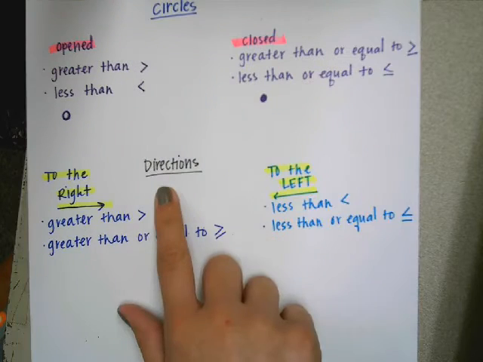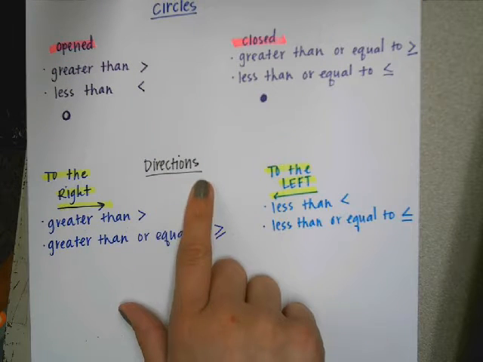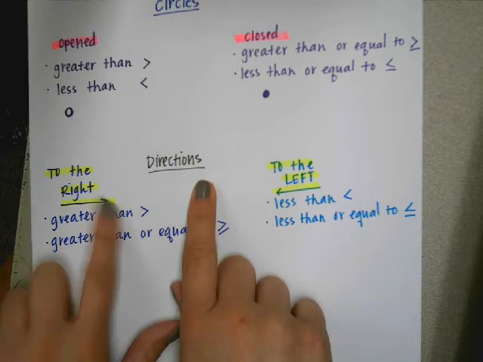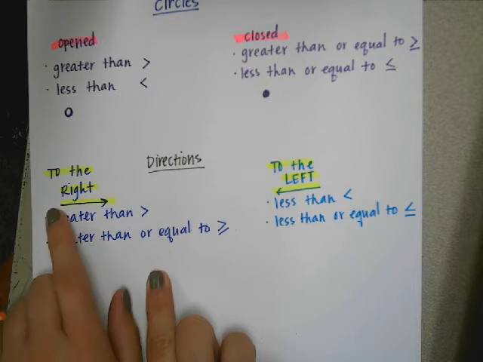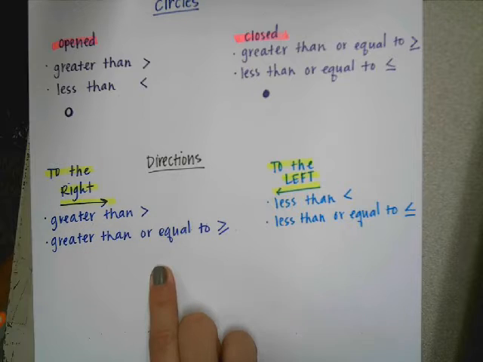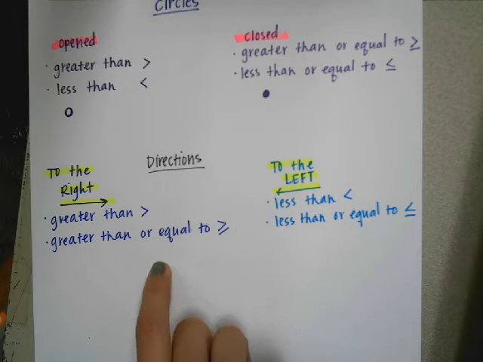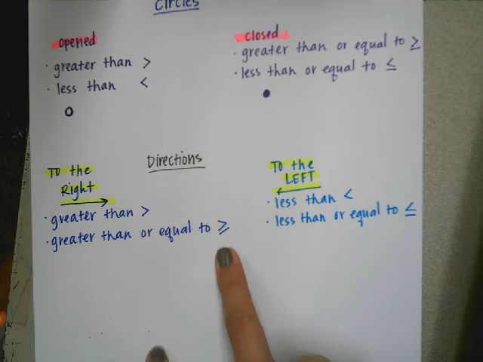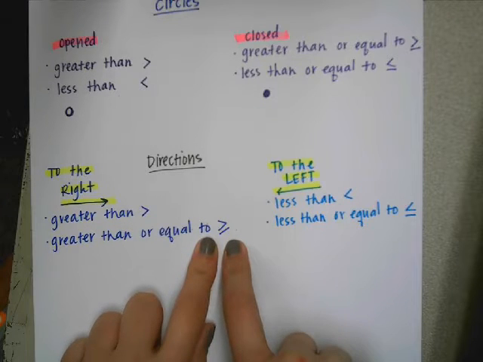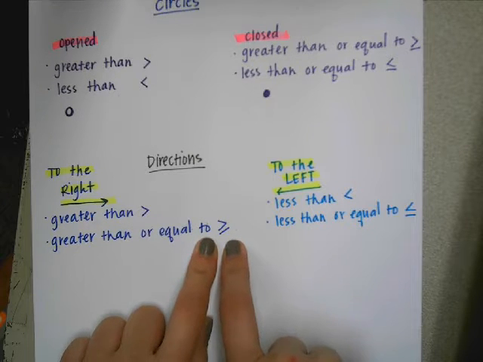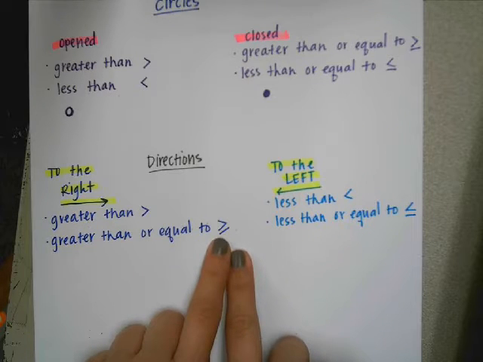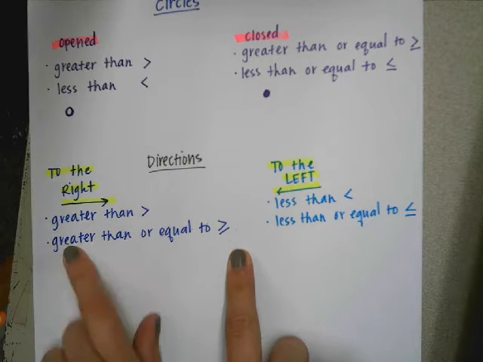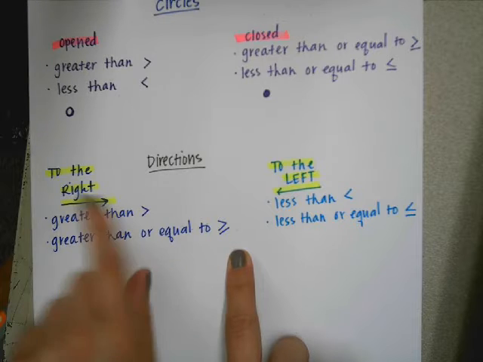The next thing that we need to know is the direction of the line. So to the right is going to be our greater than. So our greater than sign is going to go to the right of 0, or towards the right. And greater than or equal to, along with greater than, it is also equal to. So anytime that it is greater than, it's going to go to the right.